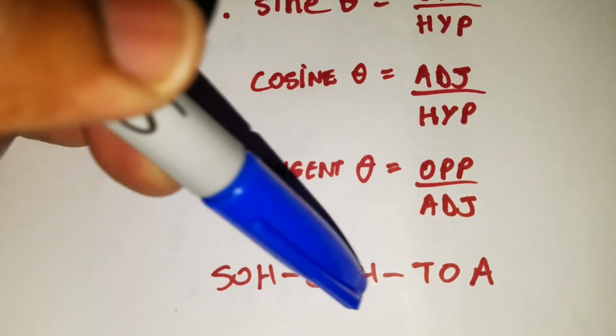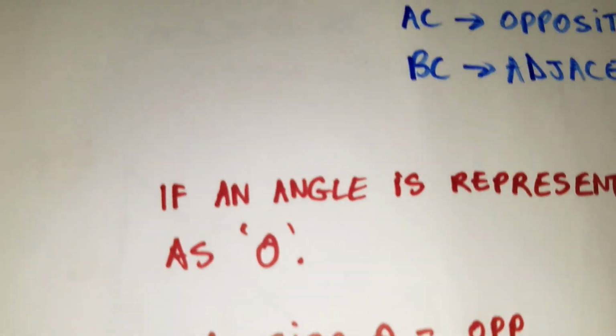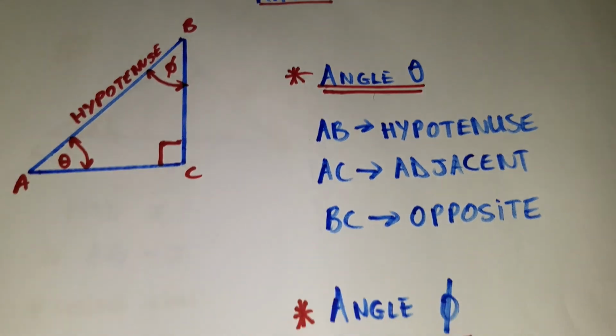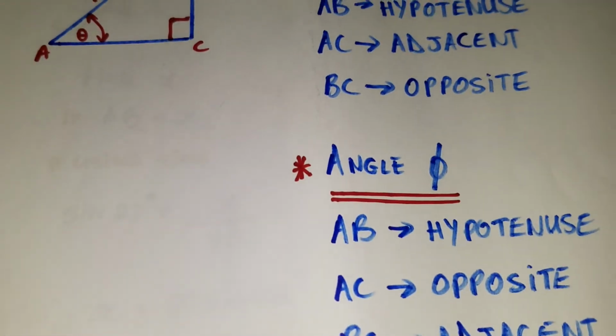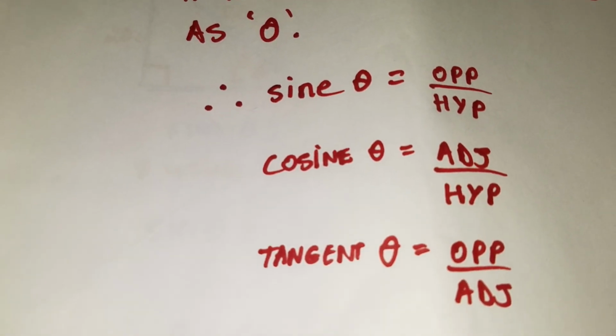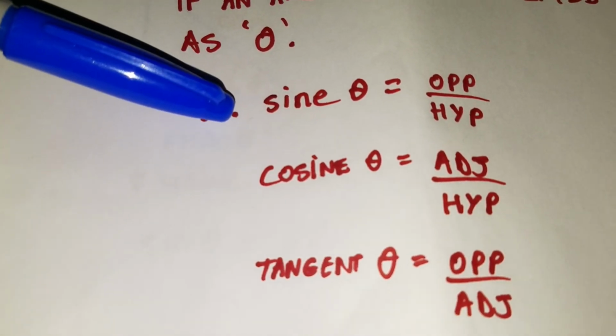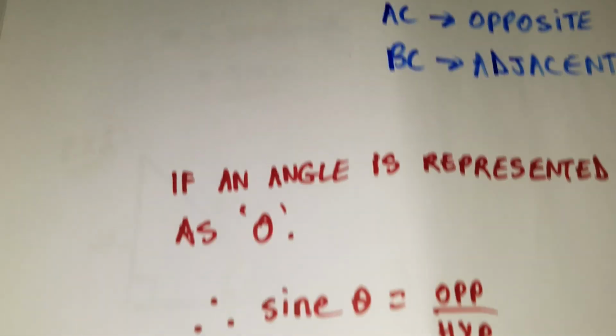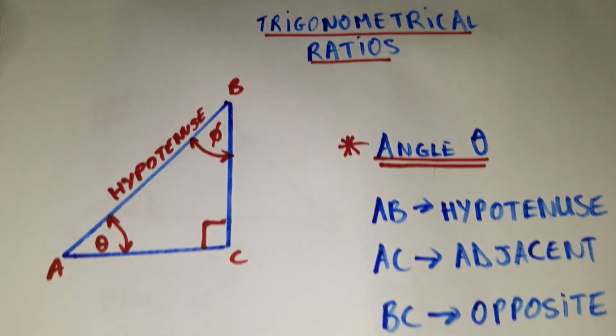So, in summary, trig ratios deal with the three different sides of a right-angled triangle, and the three trig ratios of necessity are the sine, the cosine, and the tangent ratios. This has been an introduction to the trig ratios.